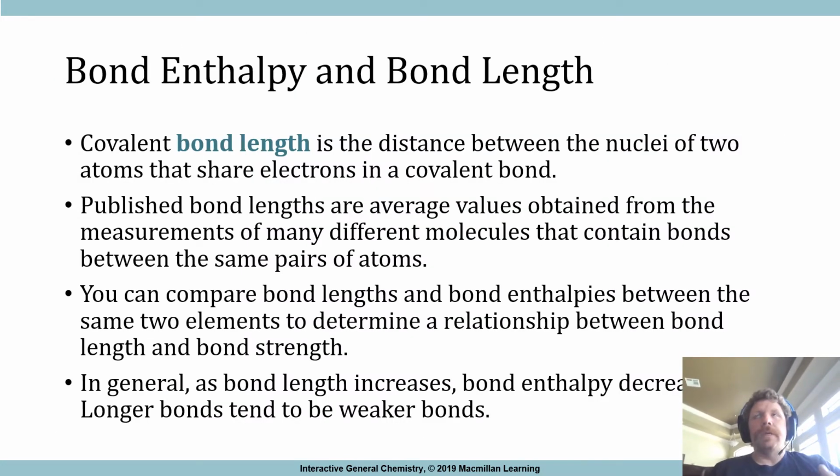Now, bond enthalpy is also correlated with and can be related to bond length. So covalent bond length is the distance between 2 nuclei of 2 atoms that share electrons in a covalent bond. Our published bond lengths are average values obtained from the measurements of many different molecules that contain bonds between the same pairs of atoms. Now you can compare bond lengths and bond enthalpies between the same 2 elements to determine the relationship between bond length and bond strength.